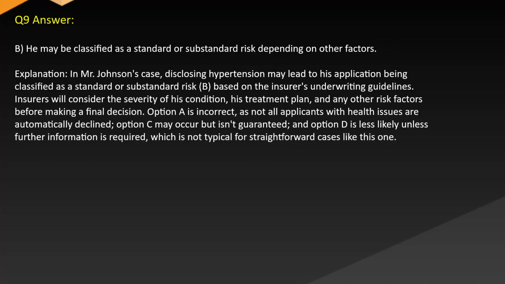Answer: B. He may be classified as a standard or substandard risk depending on other factors. Explanation: in Mr. Johnson's case, disclosing hypertension may lead to his application being classified as a standard or substandard risk (B). Based on the insurer's underwriting guidelines, insurers will consider the severity of his condition, his treatment plan, and any other risk factors before making a final decision. Option A is incorrect as not all applicants with health issues are automatically declined. Option C may occur but isn't guaranteed, and option D is less likely unless further information is required, which is not typical for straightforward cases like this one.